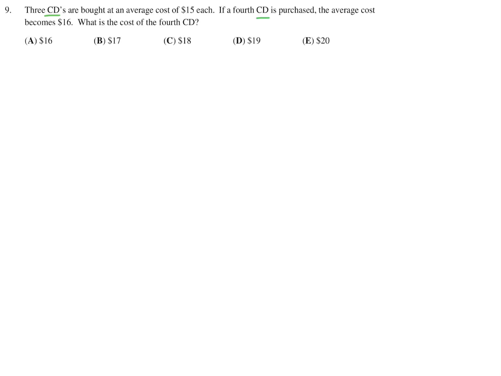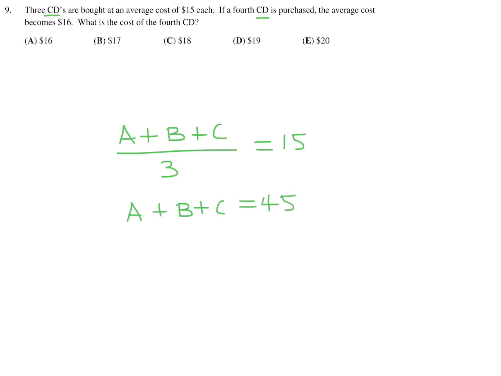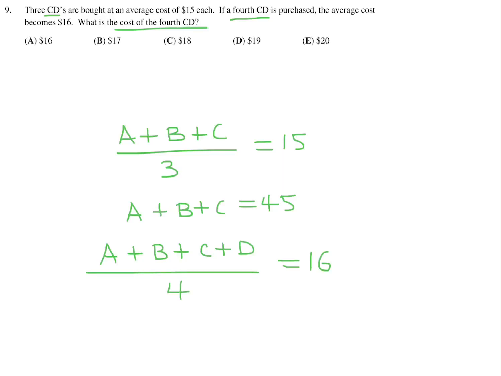But in any case, 3 of them are bought at an average cost of 15. So let's just call them A, B, and C. And the average cost is 15. So therefore A plus B plus C is equal to 45. And then we buy a fourth CD, we'll call that D, A plus B plus C plus D now, and that average cost is 16. They want you to find the cost of the fourth CD. So what is D equal to?